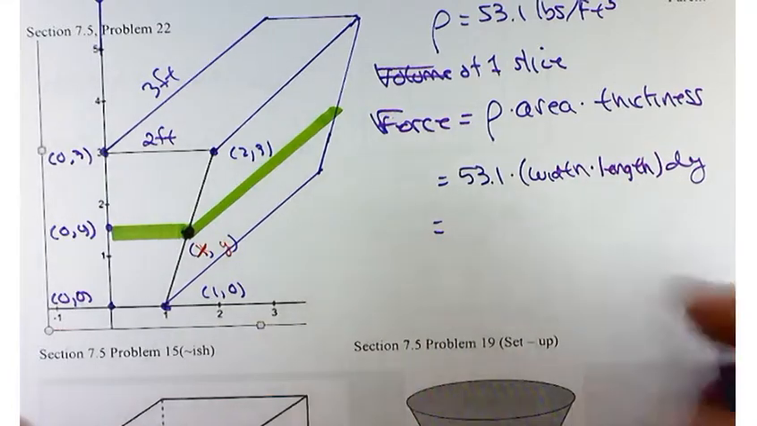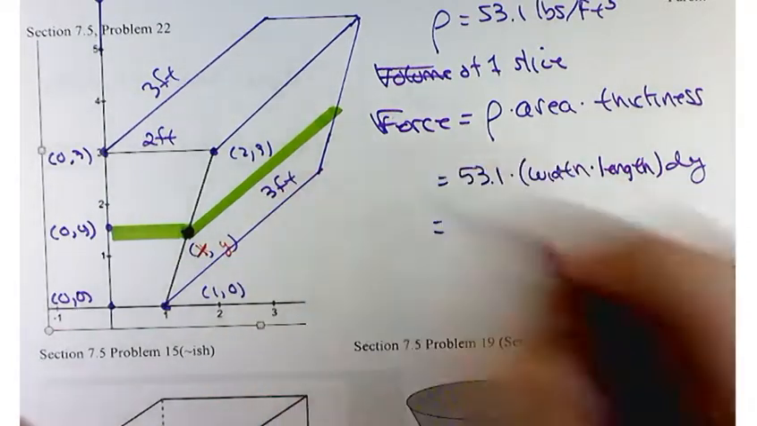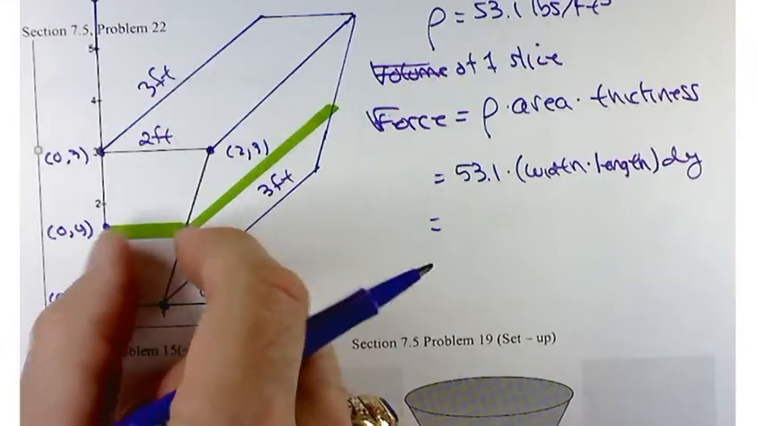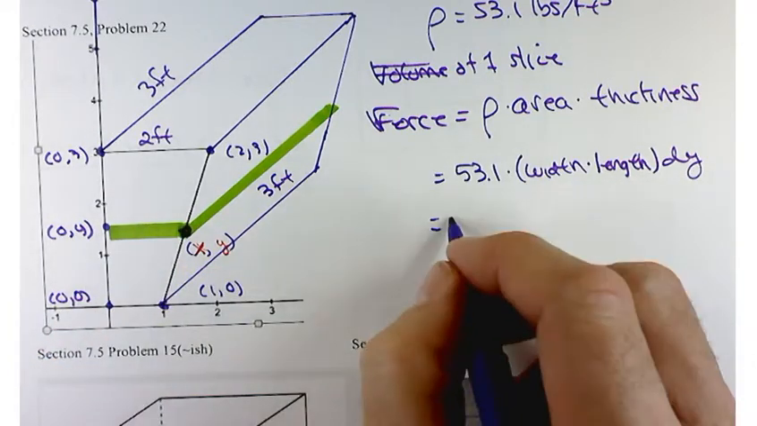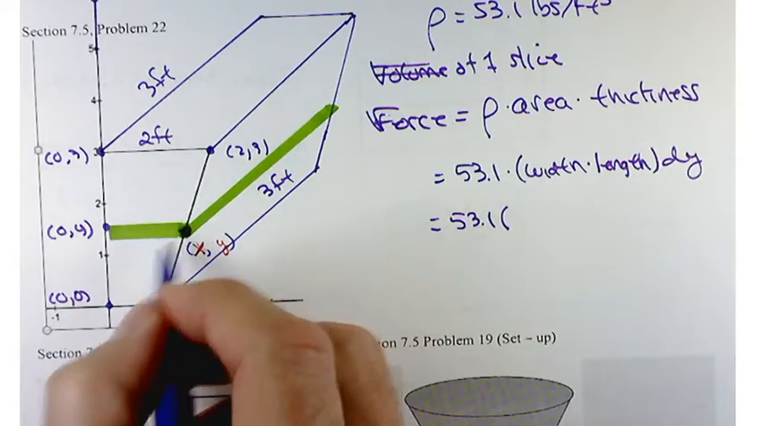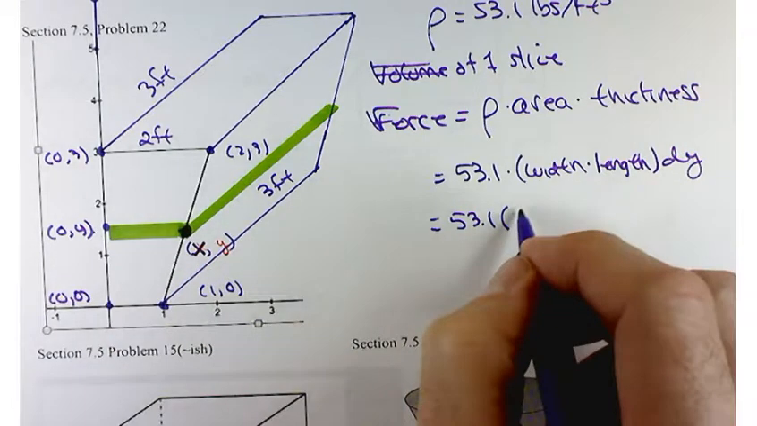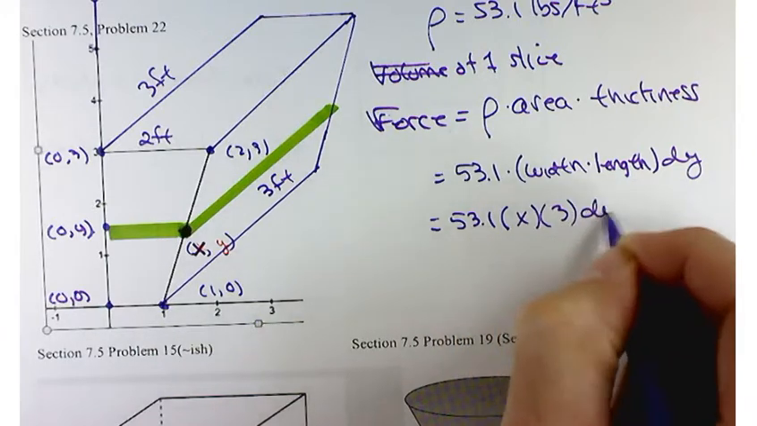Now at least one of these is pretty easy, right? That's going to be 3 feet. So that part we got. Let's call that the length. But what about the width? How far is that? Well, x minus 0. So just a distance of x times 3 times dy.